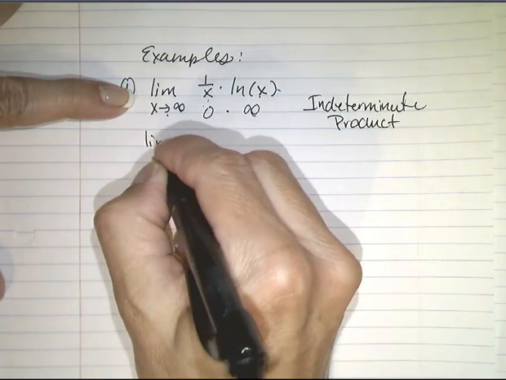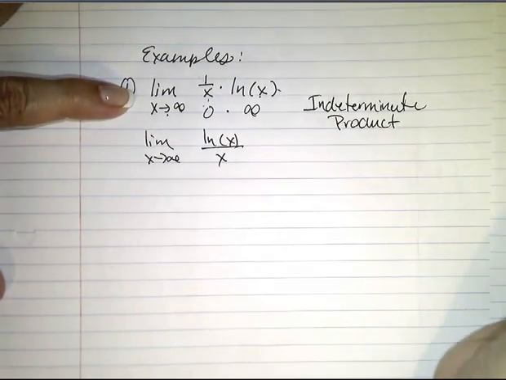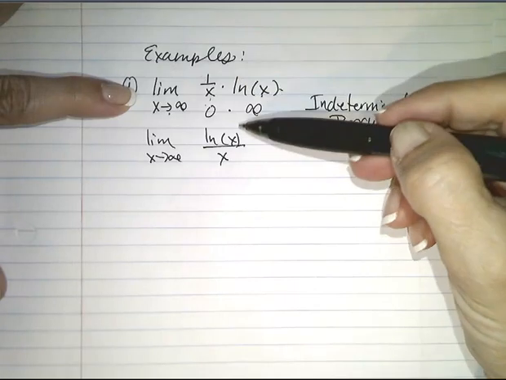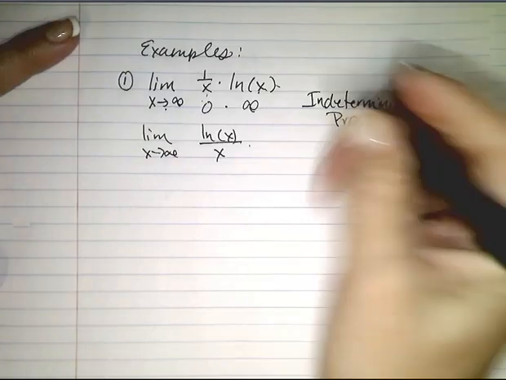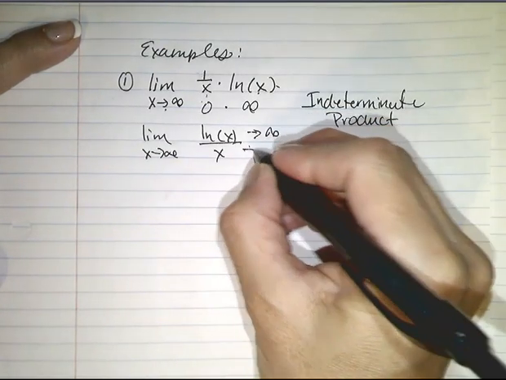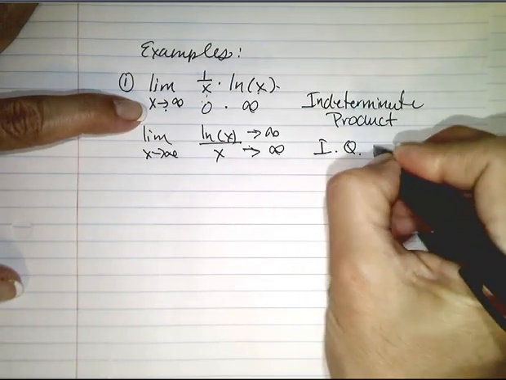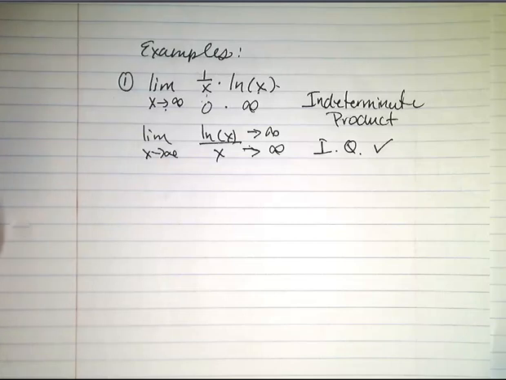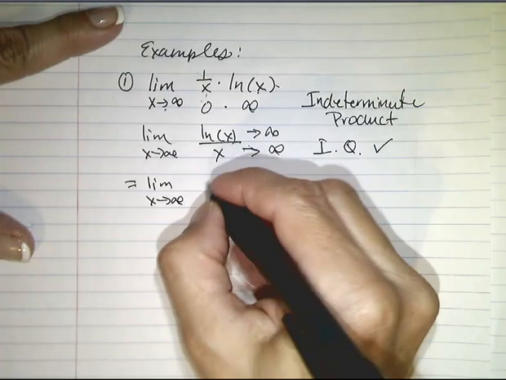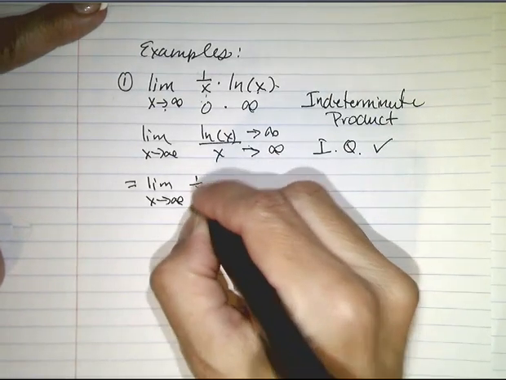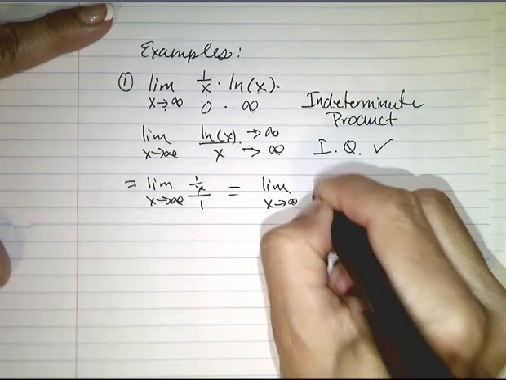So notice this is the same thing as the limit as x goes to infinity of the natural log of x over x, right? 1 over x times ln of x can be written as ln of x over x. Now I see top still goes to infinity, and this time the bottom goes to infinity. So now I have an indeterminate quotient, which means I'm ready to apply L'Hopital's rule. So this is equal to the limit as x goes to infinity of 1 over x over 1. And that's equal to the limit as x goes to infinity of just 1 over x.